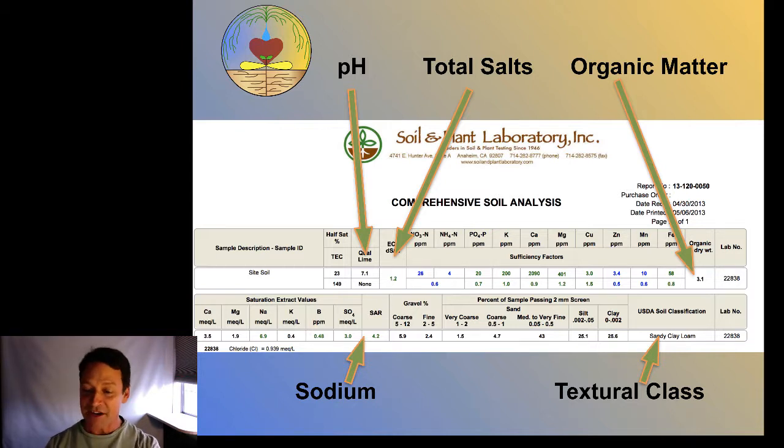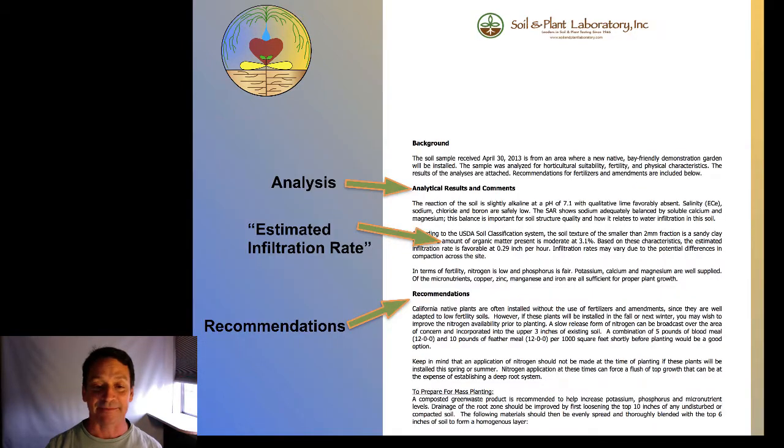Oh, here, the textural class. This is important, right? So we've got sandy clay loam. But it's still in the loam, in the middle of that triangle. So we're going to have pretty good available water, which is nice.